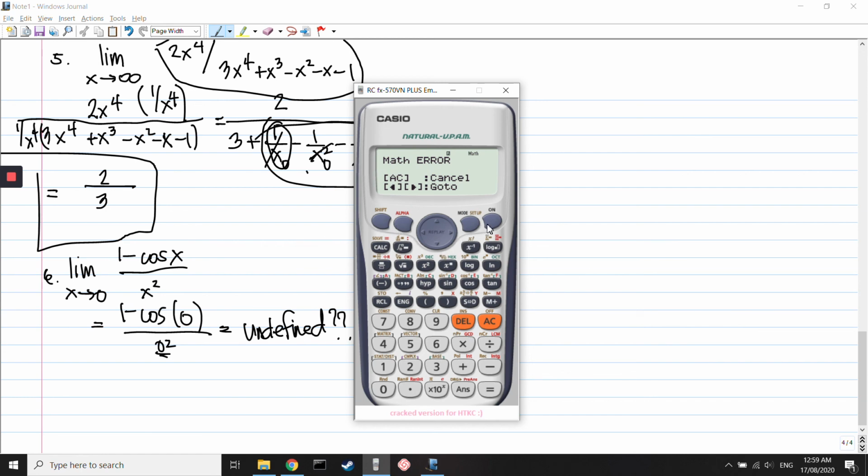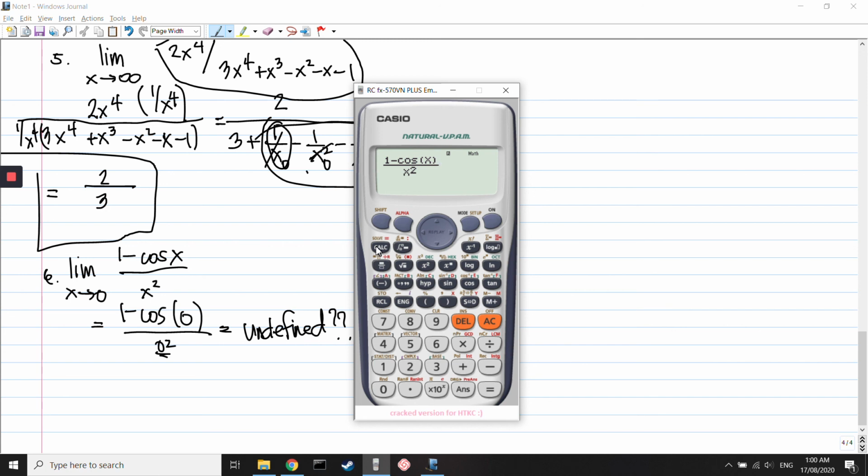No, it is not 0. I forgot to input my x. Cos x over x squared. As you can see, I am solving by inputting values of 0 as x approaches 0. The answer is undefined. You don't want an undefined answer in limits. So you just need to assign values that are near or closer to 0.